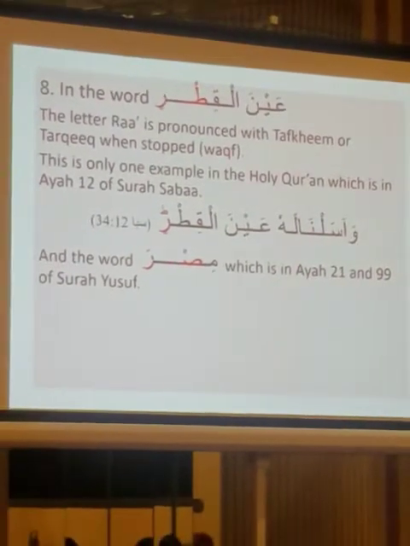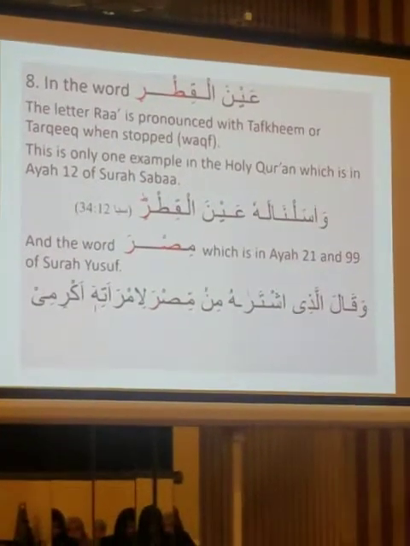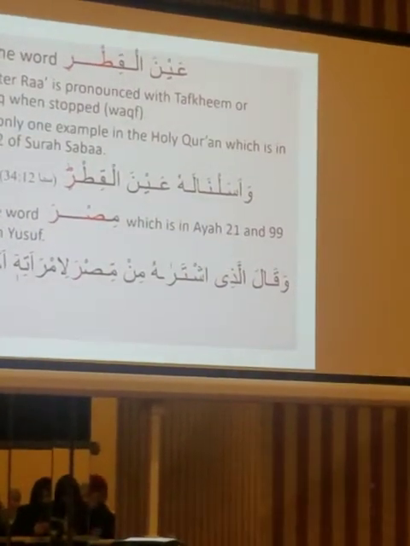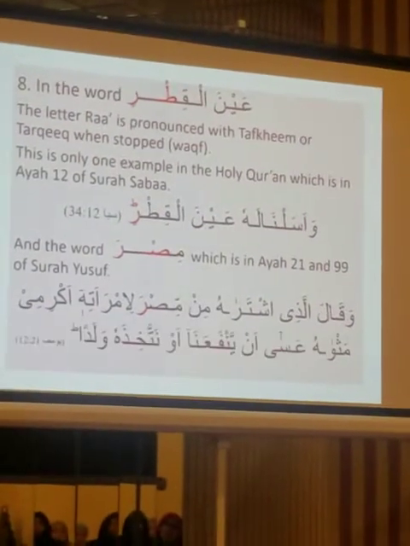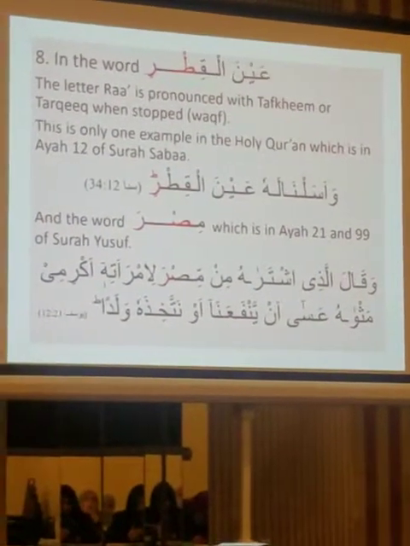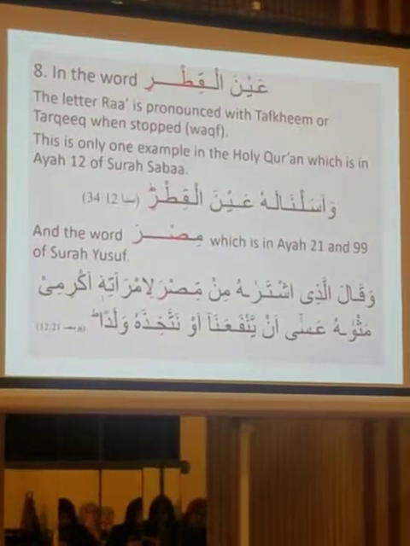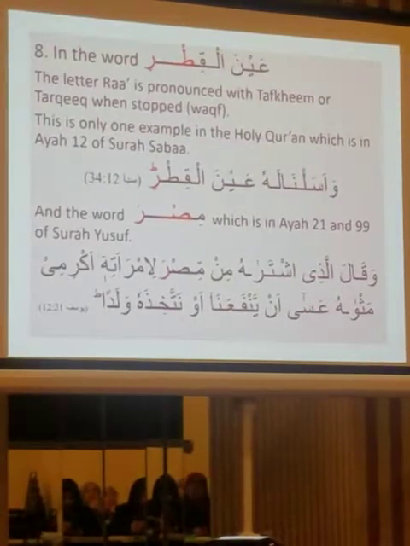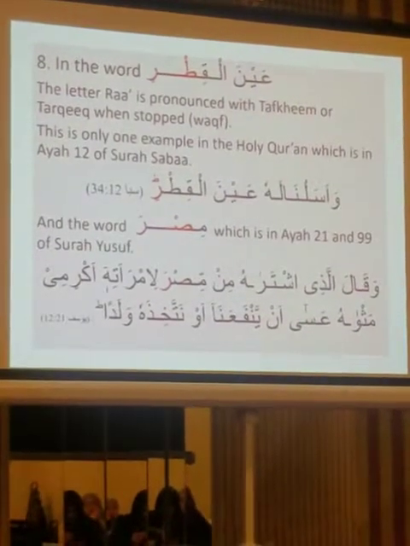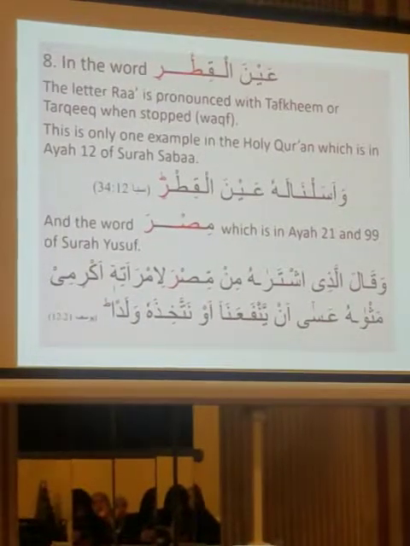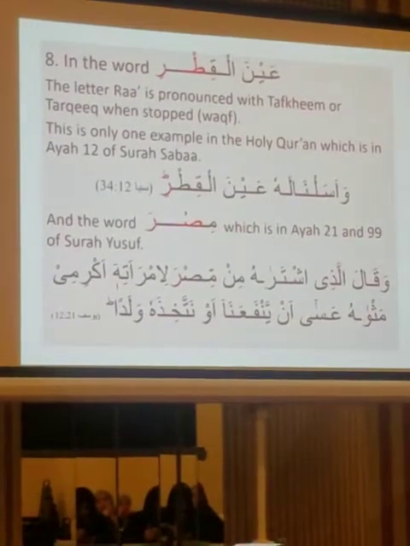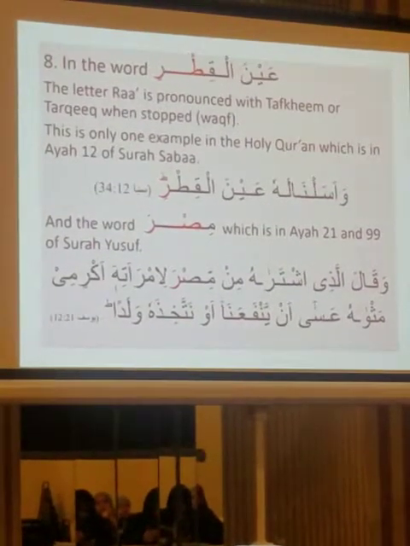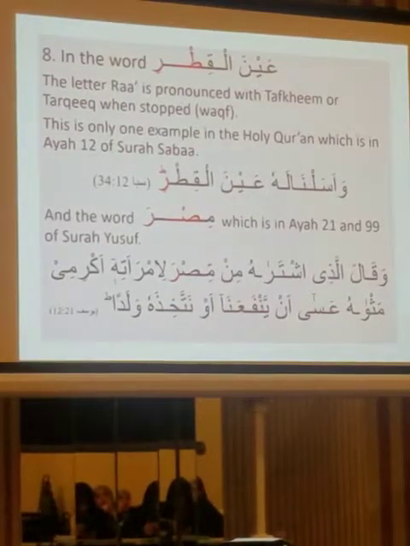Let me see if there's other examples here. Oh, okay. And the word Misr. So there's two examples here in the slide. I'll go ahead and go over them and then you can recite one after the other here. أعوذ بالله من الشيطان الرجيم بسم الله الرحمن الرحيم وقال الذي اشتراه من مصر لامرأته أكرمي مثواه عسى أن ينفعنا أو نتخذه ولدا.